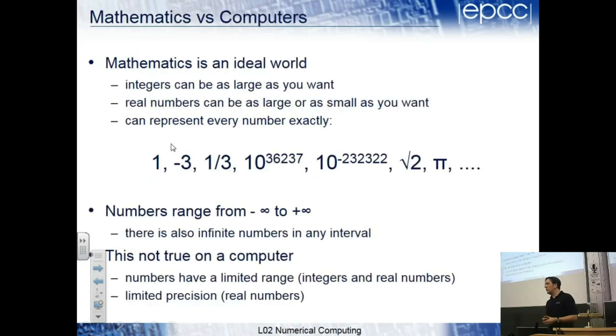Well, first of all, in an ideal world, in maths, integers can be as large as you want. Real numbers could be as large and small as you want, and you can represent every number exactly. So 1 minus a third, 10 to the huge number, 10 to the minus, all these irrational numbers. Numbers range from minus infinity to infinity, and there's also infinite numbers in any interval. So in mathematics, you have an infinite range, and you have infinite accuracy. Okay, but this is not true on a computer. All numbers on a computer have limited range, which is true for integers and real numbers. But what's more important, and I'll concentrate on this in the lecture, is that real numbers have limited precision. So that's what really differentiates the way you store real numbers on a computer from integers, is that you have a limited precision. There's only a certain accuracy you can store them to.